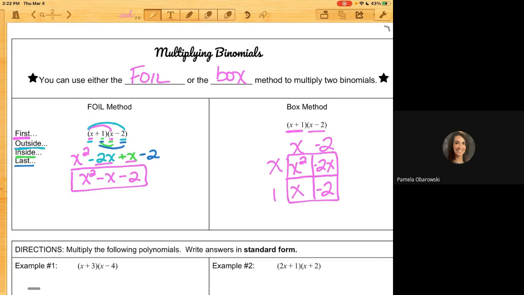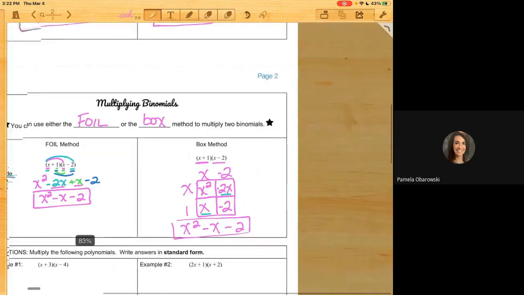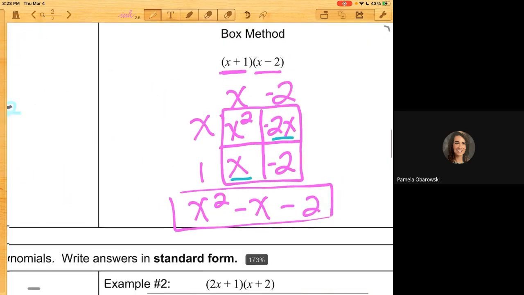So now I look at how to combine like terms within my box. And notice, let me choose a different color here. These are both like terms. So I'll just combine those together and I get x squared minus x minus 2, which is exactly what we got when we used the FOIL method. So ultimately, you get the same answer either way by using either FOIL or by using the box method.